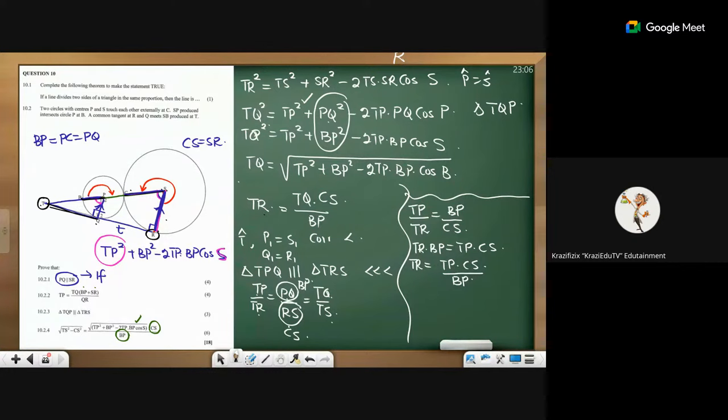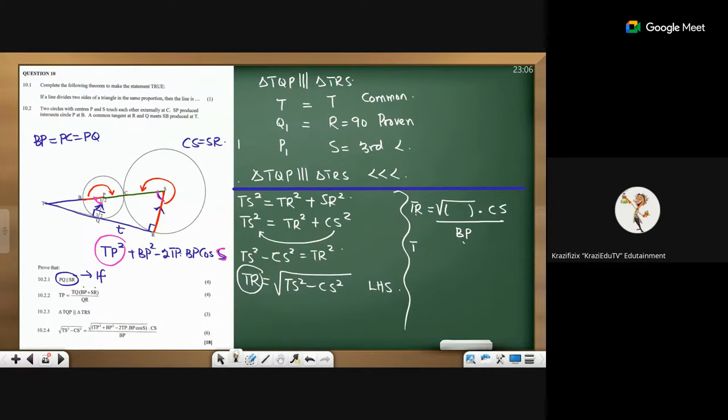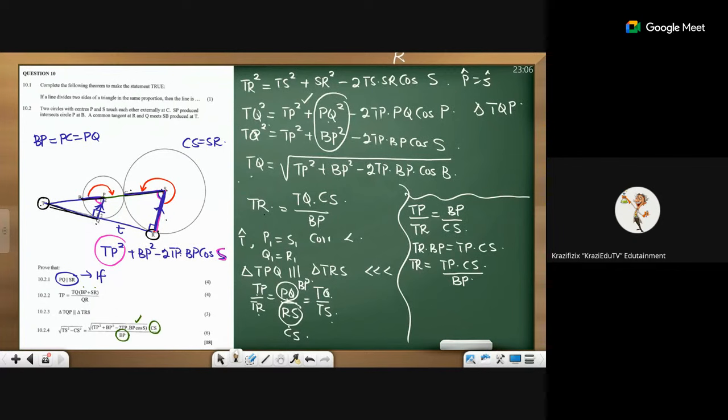Did I do something wrong? Because I'm supposed to, what was our cosine rule? Our cosine rule is what? Why do I have TP? Did I make a mistake? Wait, TQ, yeah, my bad. I want to fix this. The order, guys, I'm glad I'm making that mistake. The order is important. TQP is similar to what? Oh, it's already given in 10.2.3. TQ over TR, QP over RS from question 2.3 there. TP over TS. Makes sense. All right. So it's TQ over TR. Done.